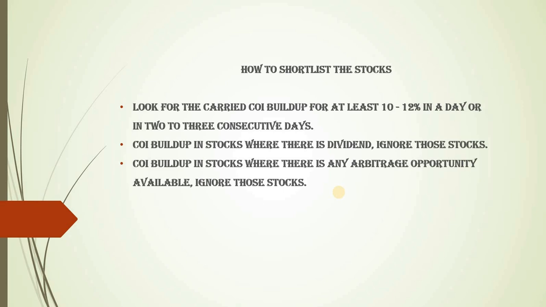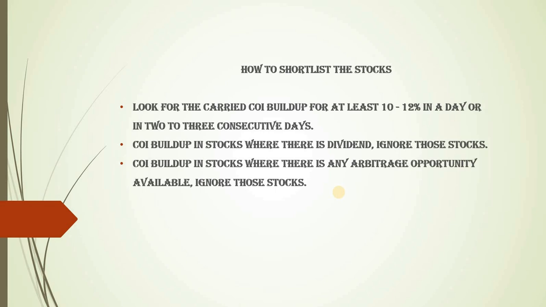So now we will see how to shortlist the stock and how to trade. We have certain rules. First one is to look for a carried OI buildup of at least 10 to 12% in a day or in 2 to 3 consecutive days. I told you earlier that the difference between 2 and 1 should be a positive number. If this number is more than 10 to 12% in a day or in 2 to 3 days, we will shortlist that stock.